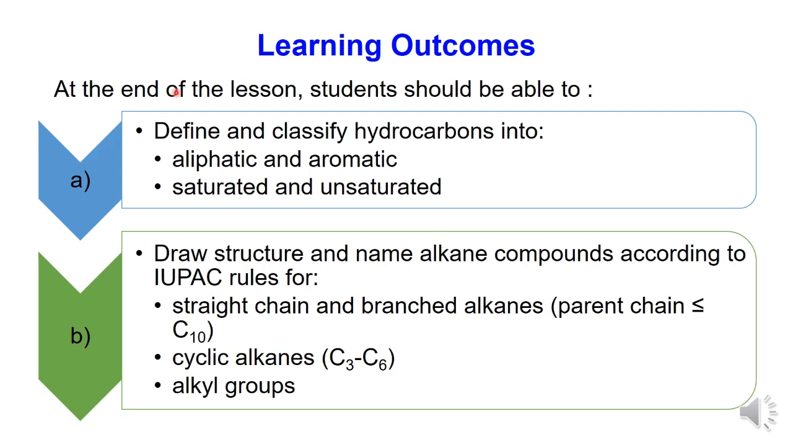Learning outcomes. At the end of the lesson, students should be able to: A. Define and classify hydrocarbons into aliphatic and aromatic, saturated and unsaturated. B. Draw structure and name alkane compounds according to IUPAC's rules for straight chain and branch alkanes with parent chains equal to or less than 10 carbon, cyclic alkanes from 3 carbon to 6 carbon, and alkyl groups.